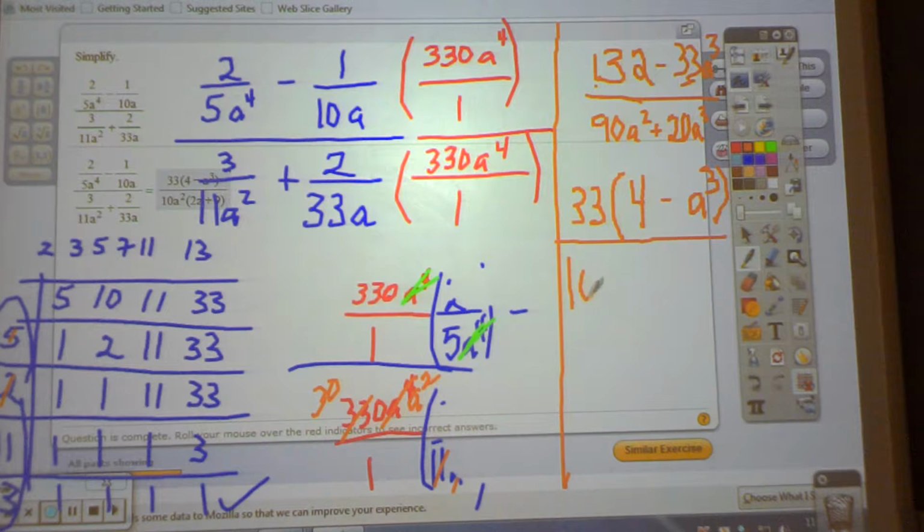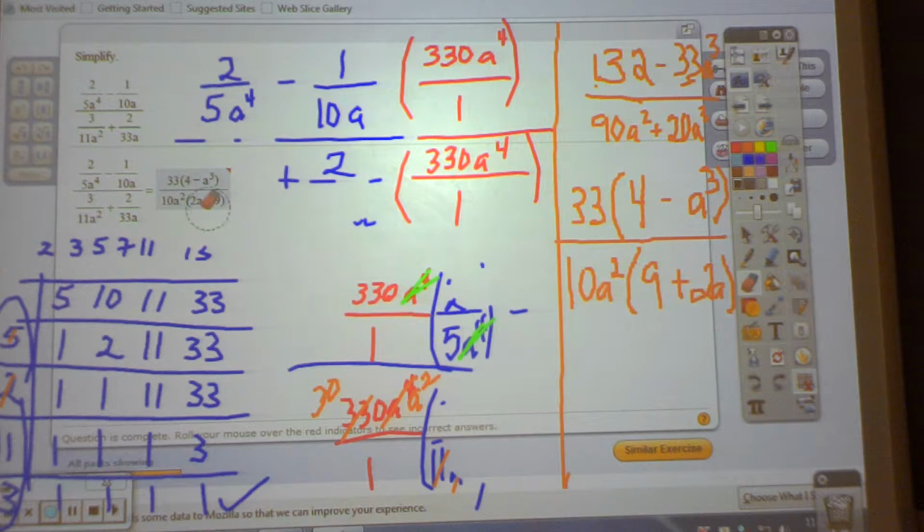And here, factor out 10a squared, and that'll leave you with 9 plus 2a. Somebody check, is that what they got? I'm concentrating on writing with a mouse. It's not easy to do. Sorry about that. Had a brain bubble there. Just didn't multiply my numbers. There we go. 2a plus 9, 4 minus a cubed. That's a whole lot better.